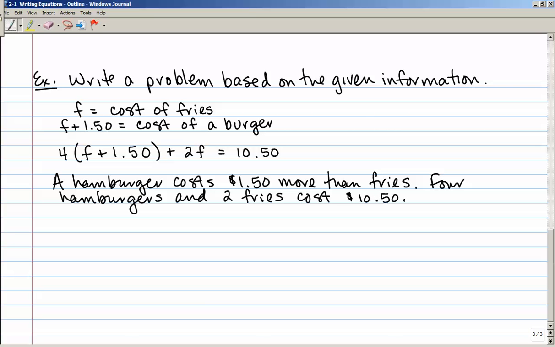$10.50. Now, in order for this to be a word problem, there needs to be a question. And the question most of the time is going to be, what is the value of the variable that's given? And in this case, the variable is f, which represents the cost of fries. So now I can ask my question, what is the cost of fries? Okay, and that with a question mark, because that is a question, and we're not asked to solve it. We're just going to leave it like that.